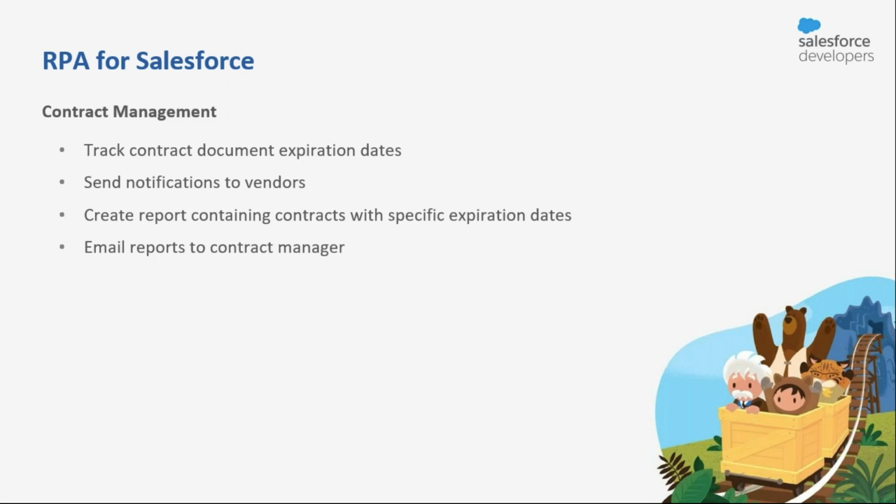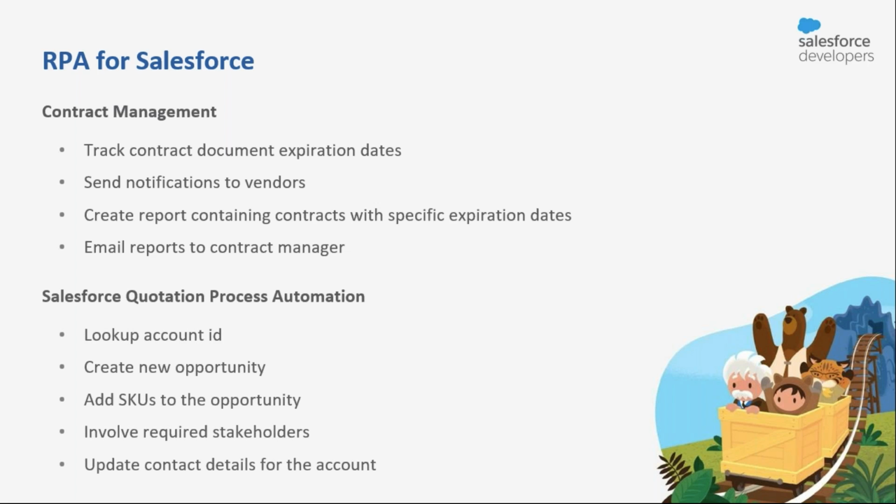Next, let me explain some of the end-to-end use cases where you can use RPA. The first one is contract management, where we have a company which works with multiple vendors and has individual contracts with them. If you want to maintain the contract expiration dates, the bot can do all those repetitive tasks on a timely basis. It can send out notifications to vendors. It can create different reports, which can contain all the required details, such as expiration dates, and then email them to the contract manager.